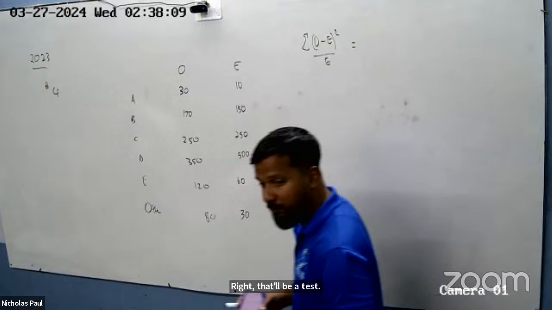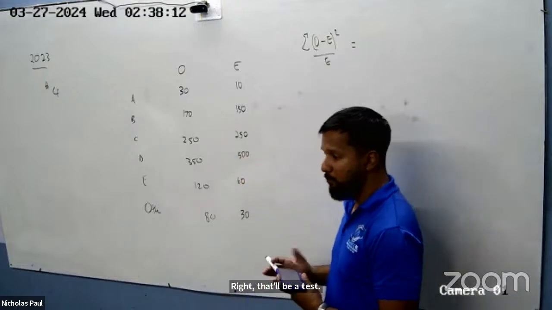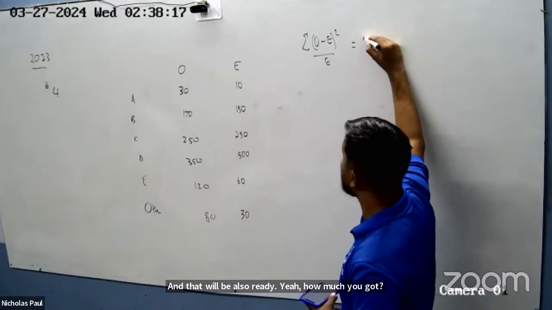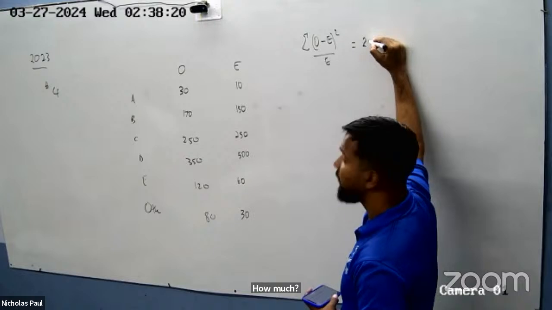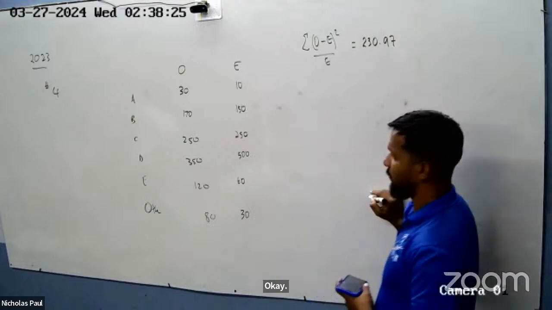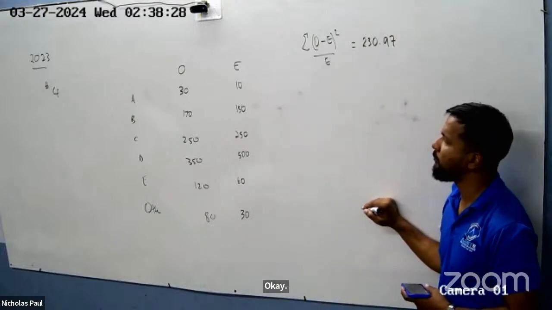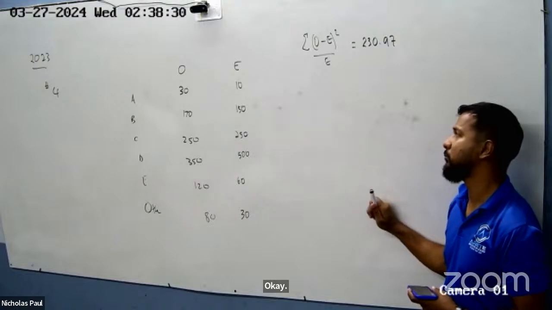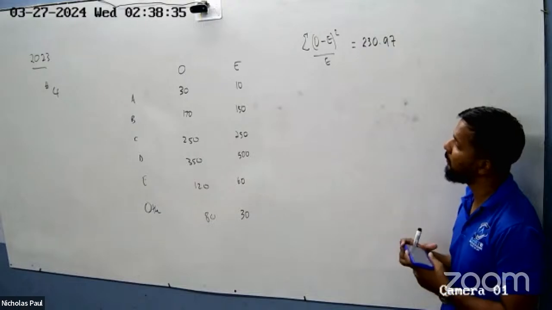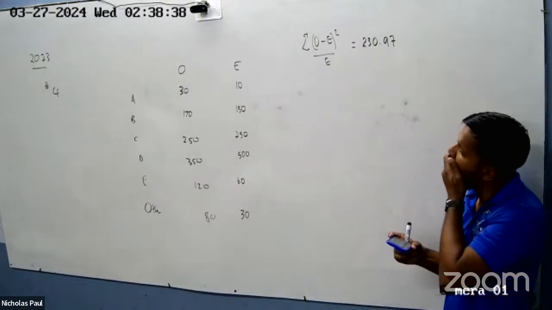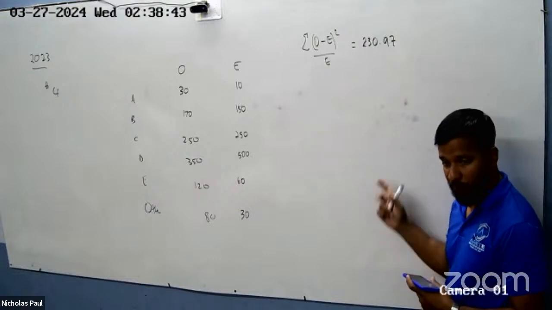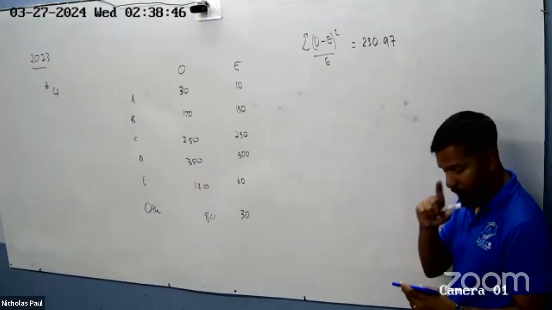Are they opening out already? Yeah? How much you got? How much? 230? Oh, you have the range yet? Oh.